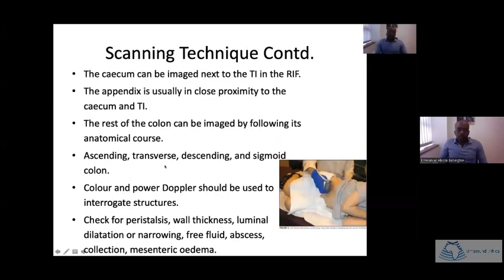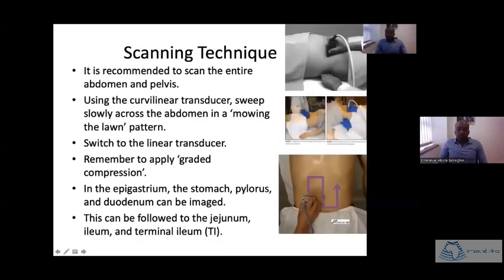The rest of the colon can be imaged by following its anatomical course, which I normally do in reverse, to be honest. I normally come from the sigmoid colon around here, and then follow that up to the descending colon. Over here, you find the bladder. If you don't have a full bladder, you might be able to see a bit of the rectum. But in most cases, when we scan the bowel using the transabdominal technique, we don't tend to see much of the rectum. Visualizing the sigmoid colon tends to be diagnostic enough, especially when we are ruling out ulcerative colitis.